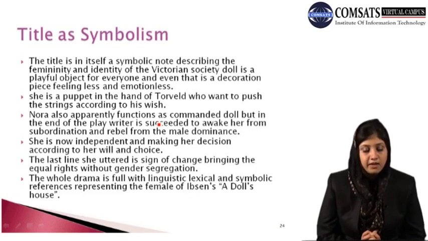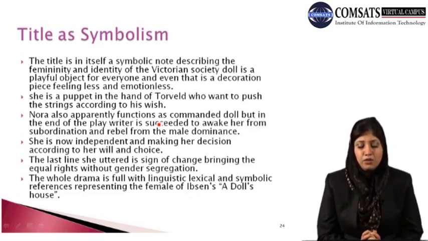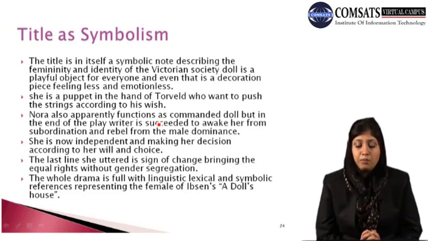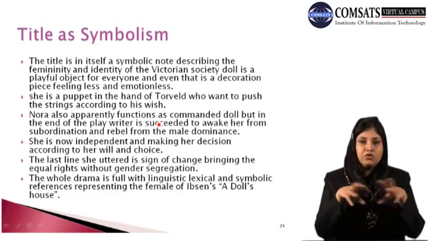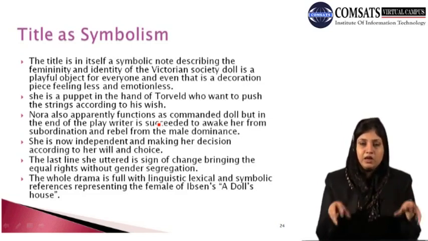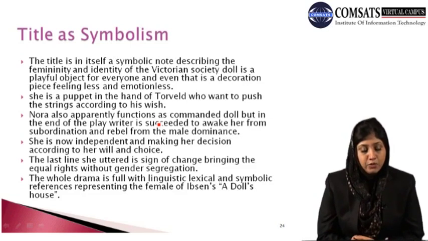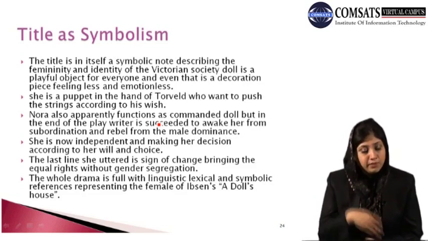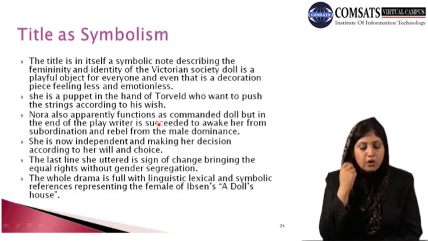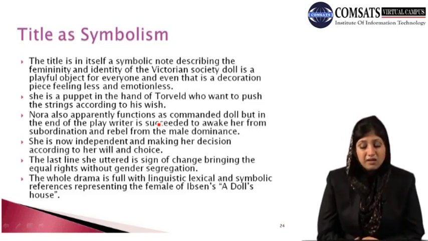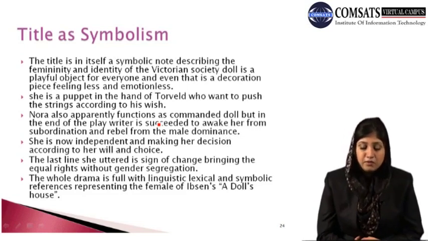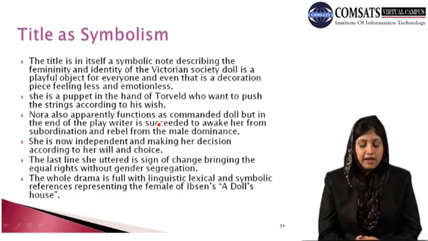as Nora is. She's a puppet in the hand of Torvald, who wants to push the strings according to his wish. He would like to manipulate things the way he wishes to. And Nora behaves like a puppet and plays like a puppet. Nora also apparently functions as a commanded doll, but in the end of the play, the writer succeeds in awakening her from subordination to rebel against male dominance.